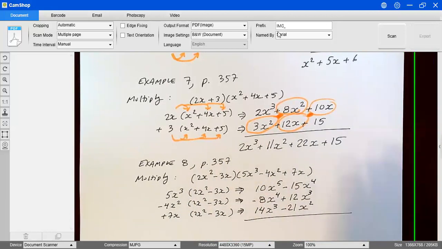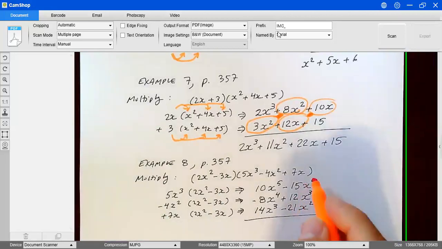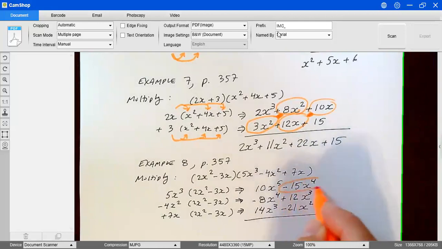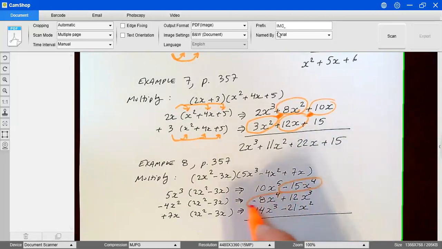Now we're going to simplify this. And again, we're going to check diagonals. So you can see here that this negative 15 and this negative 8 are going to work together. And then the same thing for 12x cubed and 14x cubed. So I have my diagonals identified. So now I can simplify.